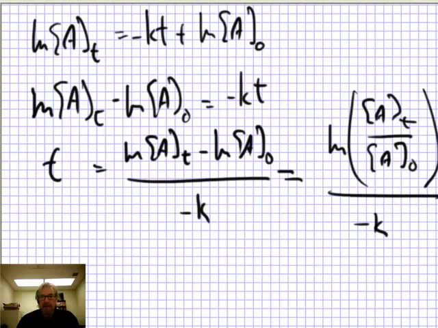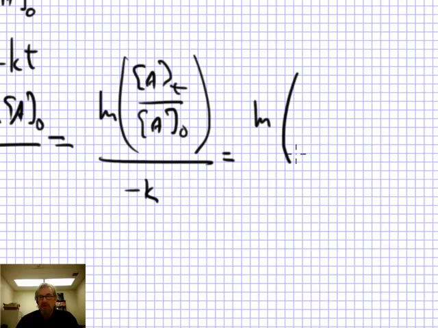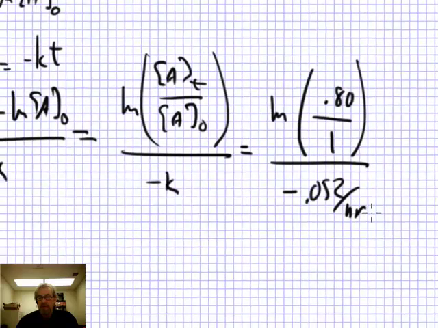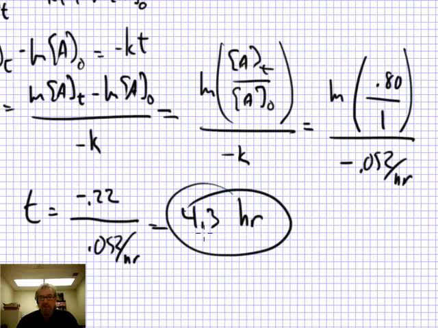Here's why that's handy. Because I don't know what I'm starting with, but I do know that I want to drop to 80% of whatever it was. So I can pick any two numbers I want because now I've got this in the form of a ratio. So the concentration of A initially, let's call that 1. The concentration at time t, when it's 80% of its original value, would just be 0.8. And then K is 0.052 per hour. So the time required here would be the natural log of 0.8, which is just negative 0.22, divided by 0.052 per hour. The units when I divide here are going to be hours, and it's 4.3 hours that it'll take for 80% of it to remain.